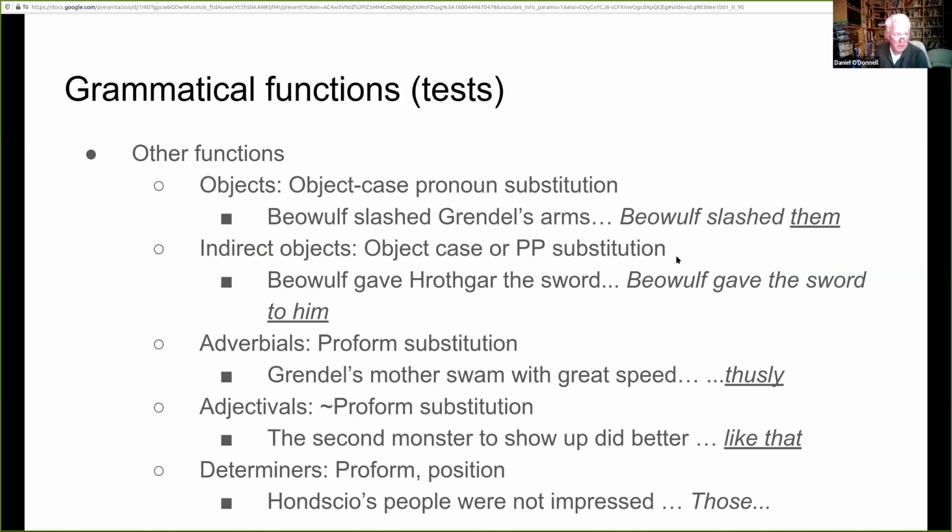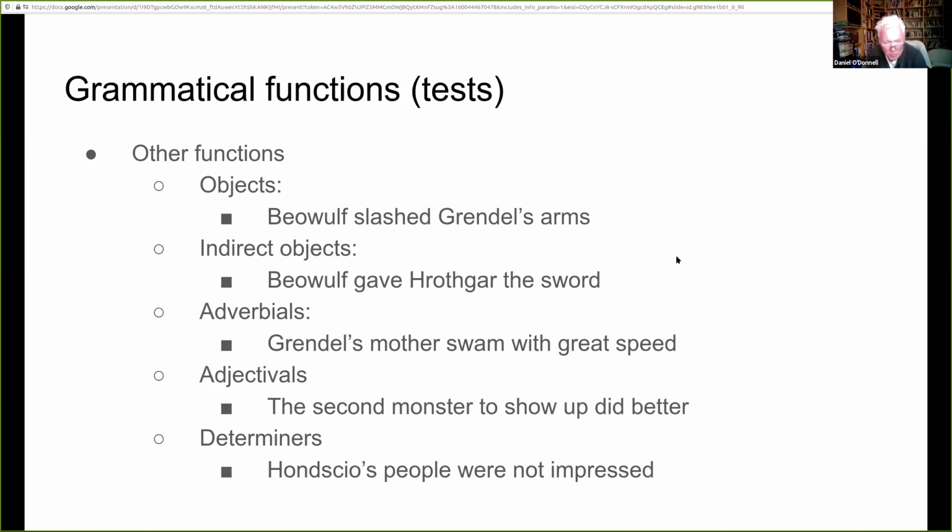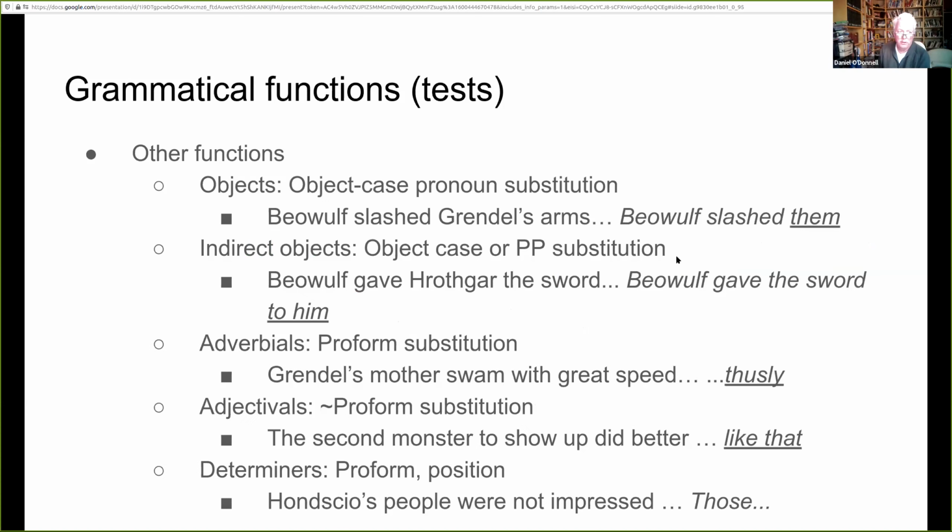Great. I want to get through grammatical functions. I've got two more slides, and then I'm going to show you something for your next work. So there's other grammatical functions that may or may not have come up in your class: objects, indirect objects, adverbials, adjectivals, determiners, and there's various tests for these. I'm going to just show you them again.